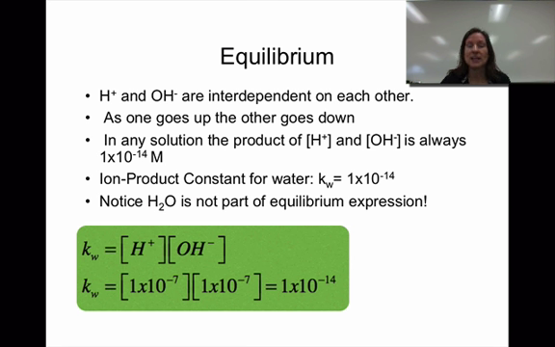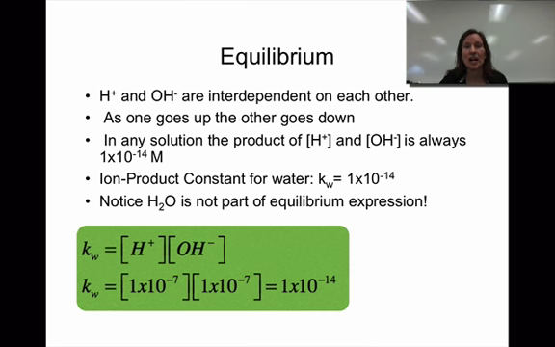This is called Kw, the constant for water. And the constant for water will always equal the concentration of H+ times the concentration of OH-. Now, if you look at this numerically, you'll see that the concentration of H+ times the concentration of OH- will always be 1.0 times 10 to the negative 14. And that's a constant, which means that's an always number.